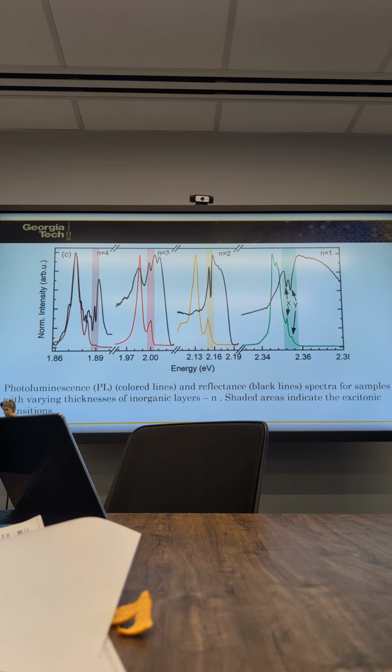They said N is inorganic layers. Yeah, the perovskite layers. N are the perovskite layers. That's the main idea. So you're saying that as we increase the number of the perovskite layers, the energy decreases? What? Say it again?